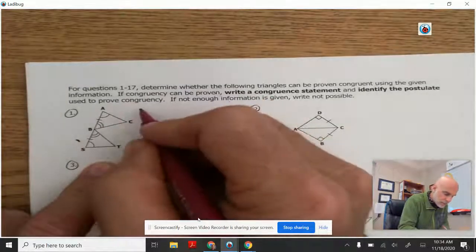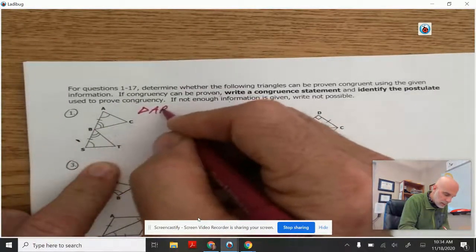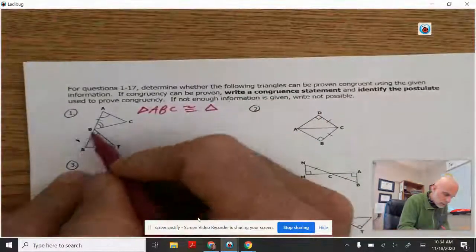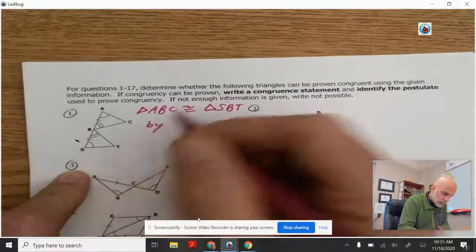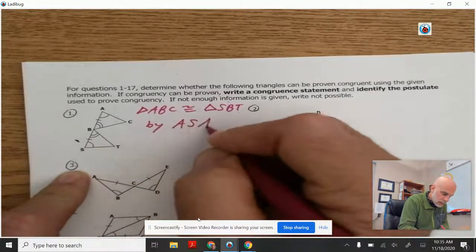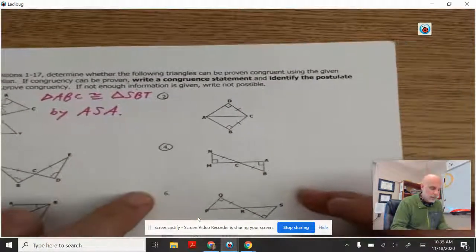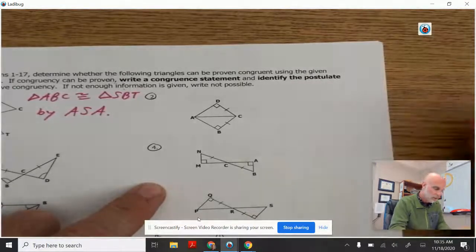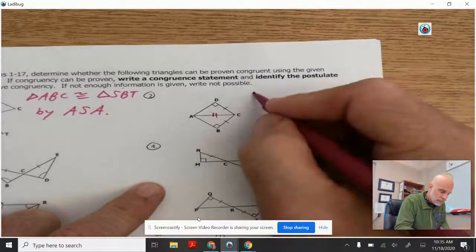But I'm going to say first, triangle ABC is congruent to triangle SBT by angle, side, angle. Done. I'm just identifying them according to the markings. Remember, this unit is very visual on the markings. All right, on this one, I know I have a shared side right here in the middle.